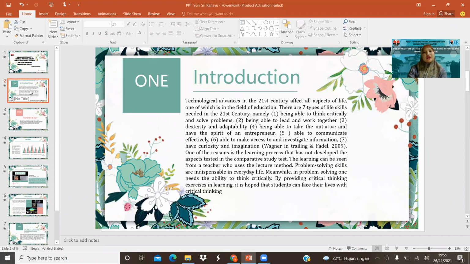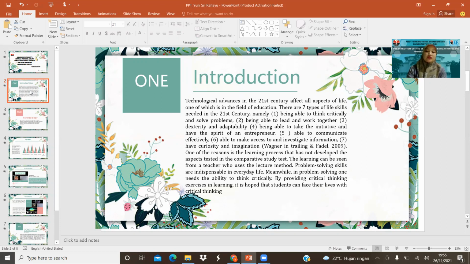Introduction. Technological advances in the 21st century affect all aspects of life, one of which is the field of education. There are 7 types of life skills needed in the 21st century, namely: 1, being able to think critically and solve problems. 2, being able to lead and work together. 3, agility and adaptability. 4, being able to take initiative and have the spirit of an entrepreneur.